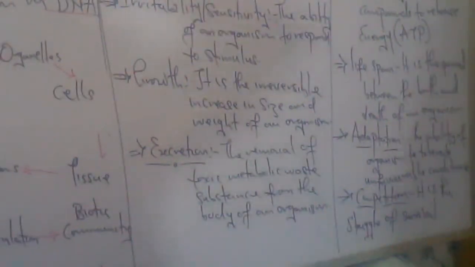And then we have growth. Growth refers to the irreversible increase in size and weight of an organism. When you are growing, you develop both mentally and physically. Then excretion has to do with the removal of toxic metabolic waste substances from the body of an organism.